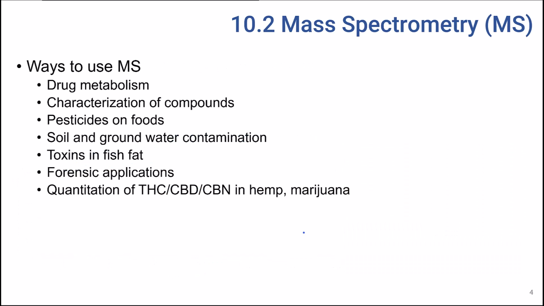There are lots of ways to use mass spectrometry. One of them is to figure out drug metabolization. We can use it to characterize compounds. We can use it to quantify and qualify. We can determine how much and what pesticides are on different foods. We can use it to look at soil and groundwater contamination, and any toxins that are present in fish fats, such as PAHs or PCBs. It's often used in forensic applications, and most recently in our laboratory, it's being used to quantify THC, CBD, and CBN in hemp as well as in marijuana.